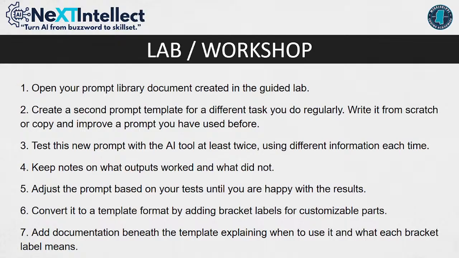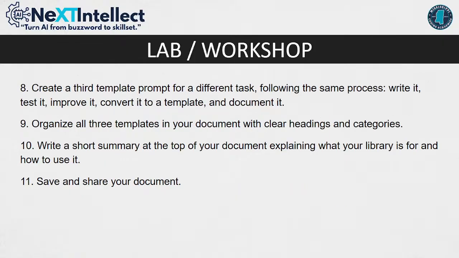You'll open your prompt library document that you created, and you'll create a second prompt template for a different task. Test the new prompt with the AI tool at least twice. Keep notes on what outputs work and which ones did not. Adjust the prompt based on your test until you are happy with the results. Convert it to a template format by adding bracket labels for customizable parts. Add documentation beneath the template explaining when to use it and what each bracket label means.